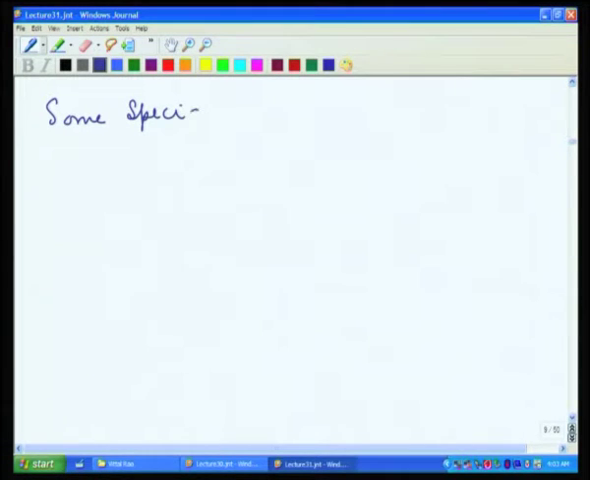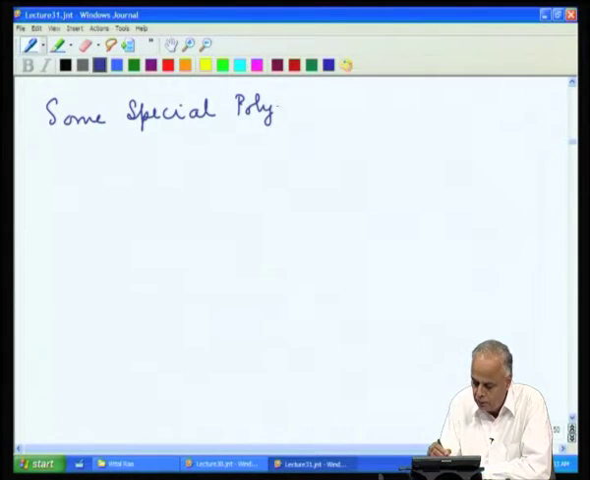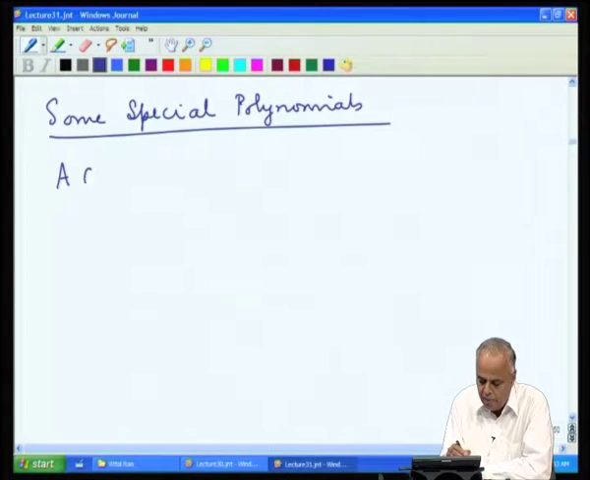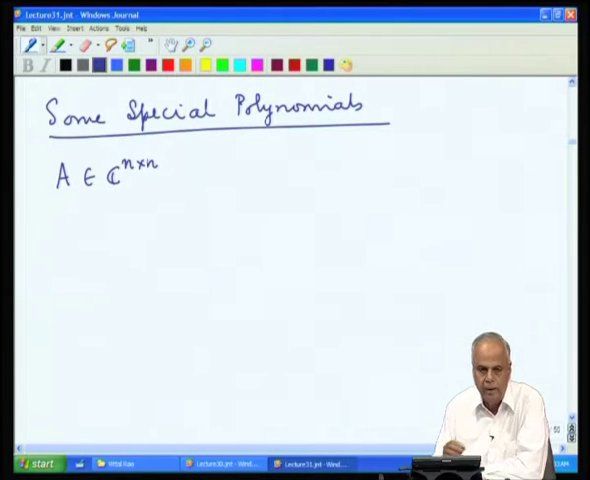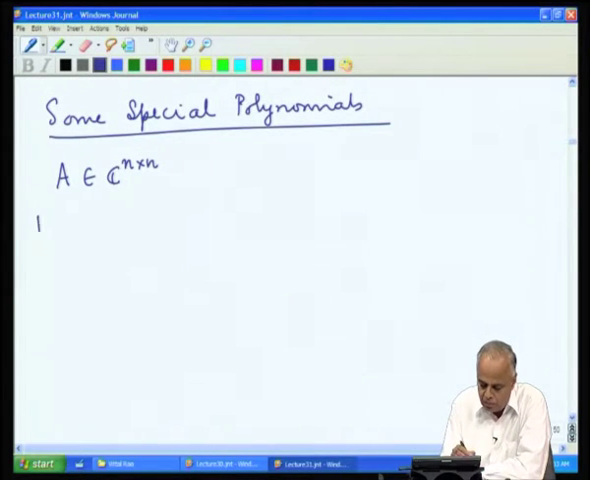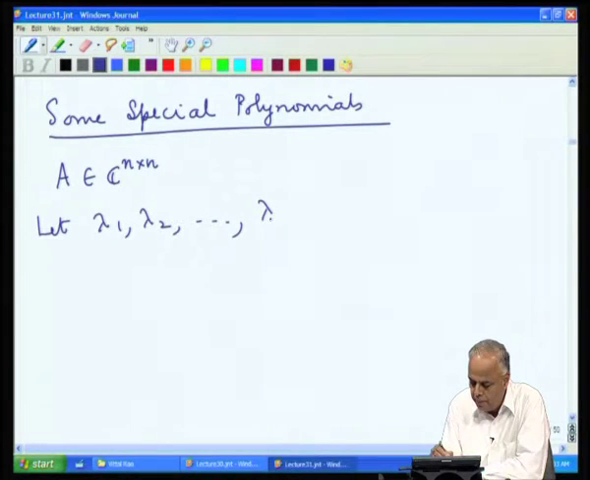Now, we are going to look at some special polynomials that we will work with corresponding to the matrix A. So, we are given the matrix A. We know we can write down the characteristic polynomial and then find all the distinct eigenvalues. So, let lambda 1, lambda 2, up to lambda k be the distinct eigenvalues of A.